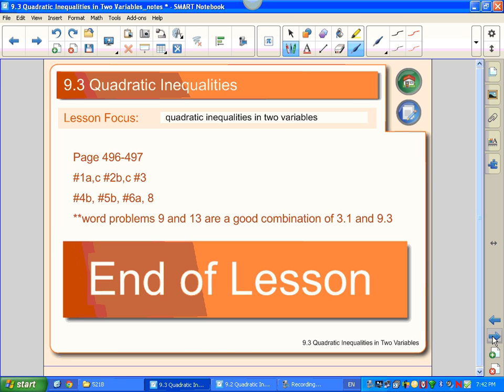Here are some questions for you to try. You'll note that word problems 9 and 13, I thought they were a really good combination of section 3.1 and 9.3. So at this point in time, you can see that concepts are starting to bundle together and that I can't just learn this outcome without using other pieces of other outcomes.